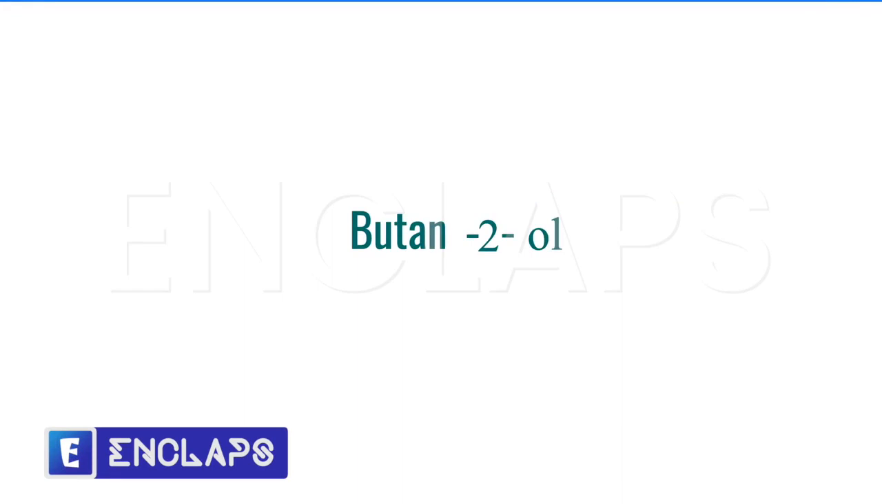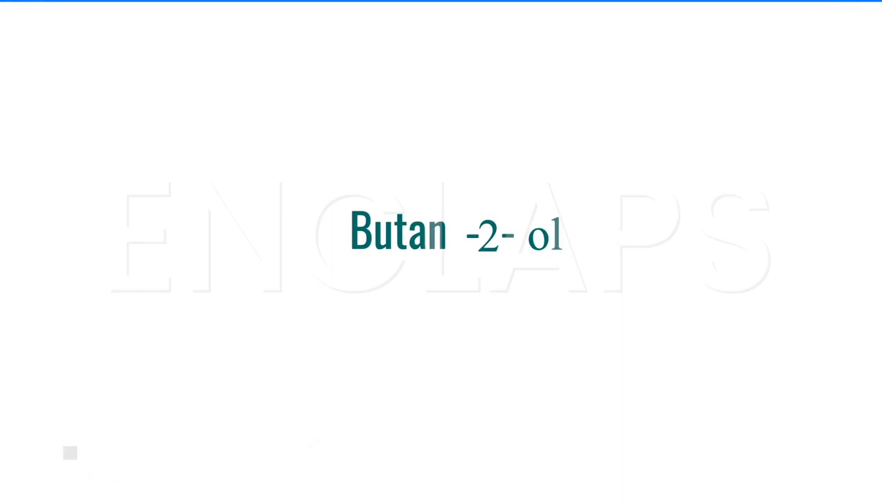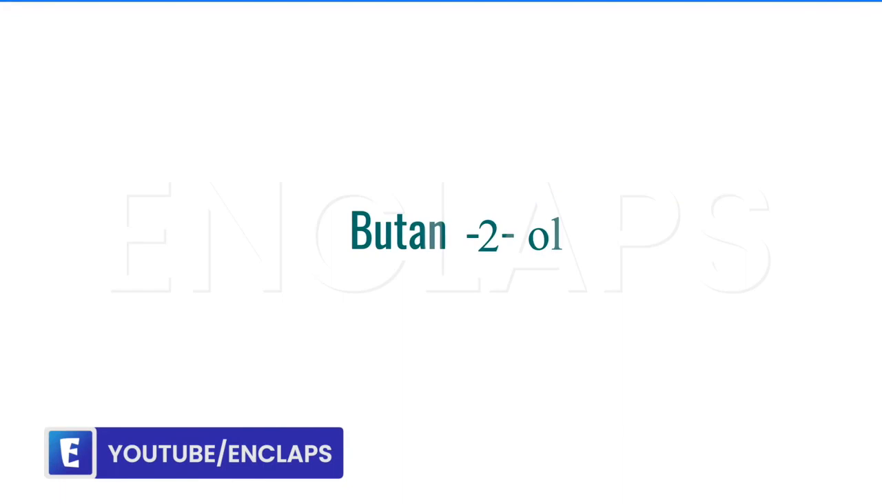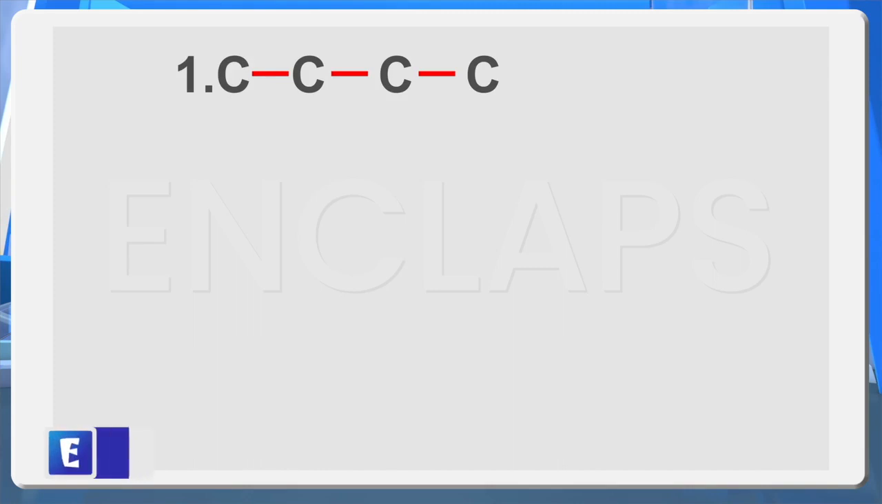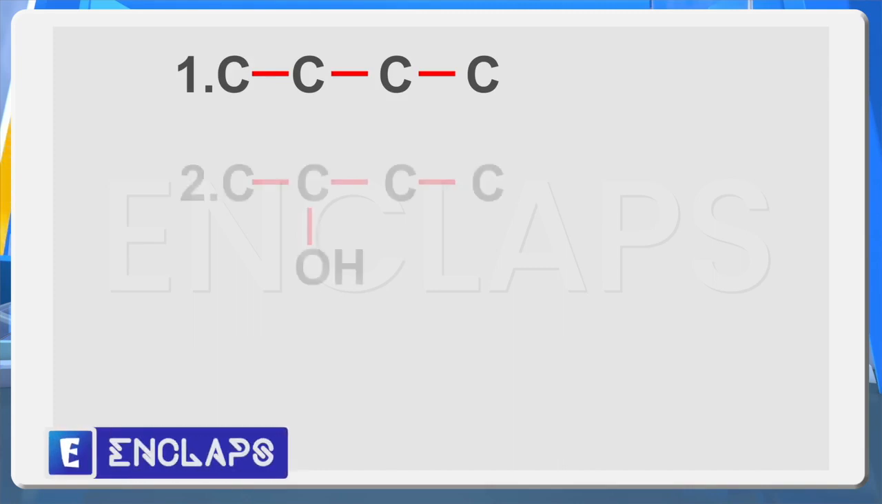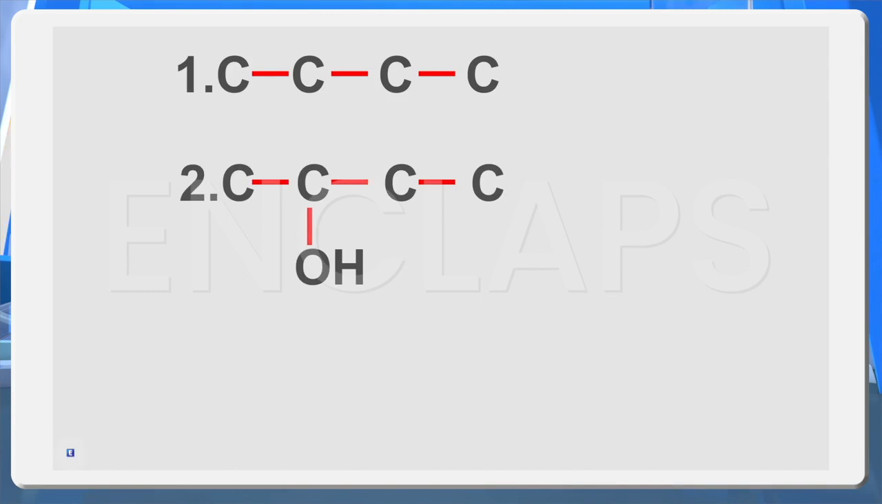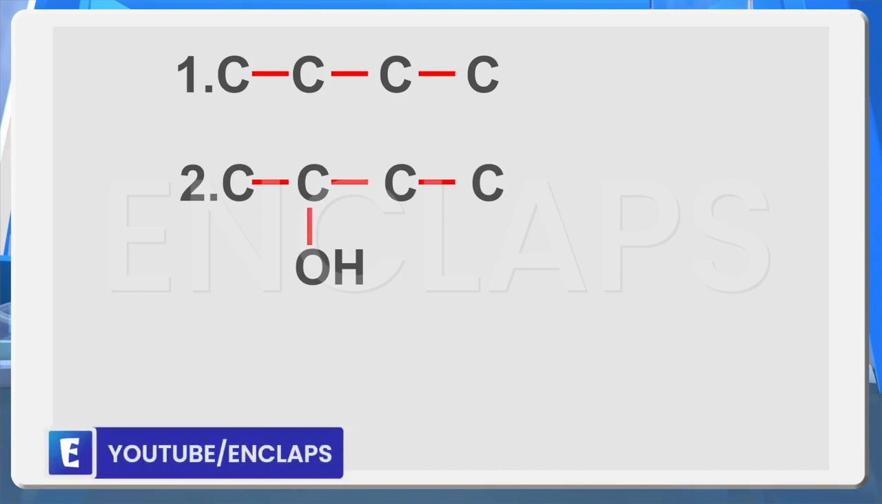Butan-2-ol. How can we draw the structure? First, we have to draw the carbon chain. Here the word root is but. So the main carbon chain contains 4 carbon atoms. First we have to draw that. Then the OH group is present on the second carbon atom. It's clear from the name itself, right? Butan-2-ol. The OH group is attached to the second carbon atom. So we have to draw the OH group on the second carbon atom.